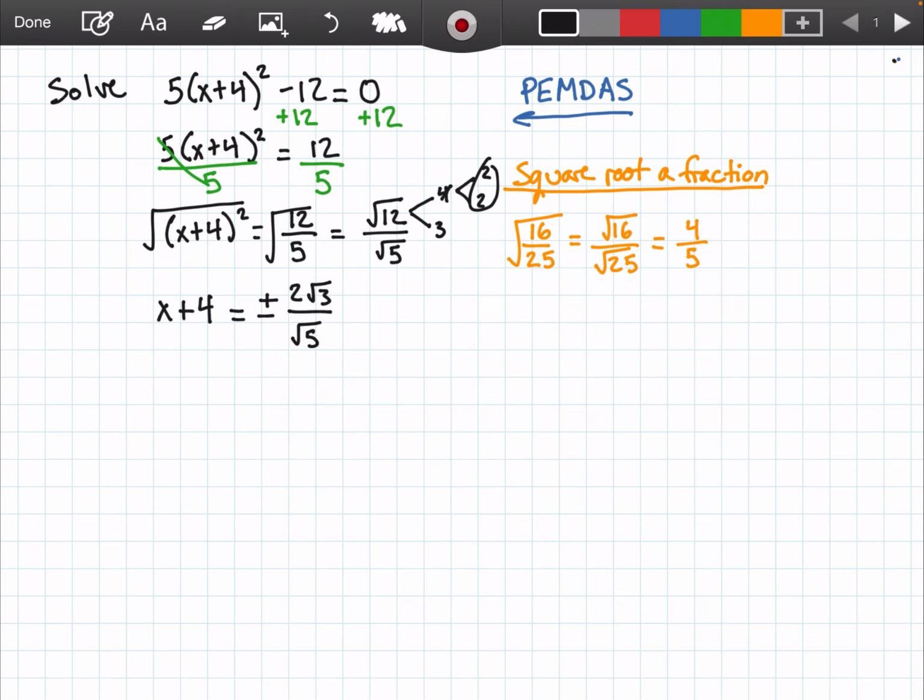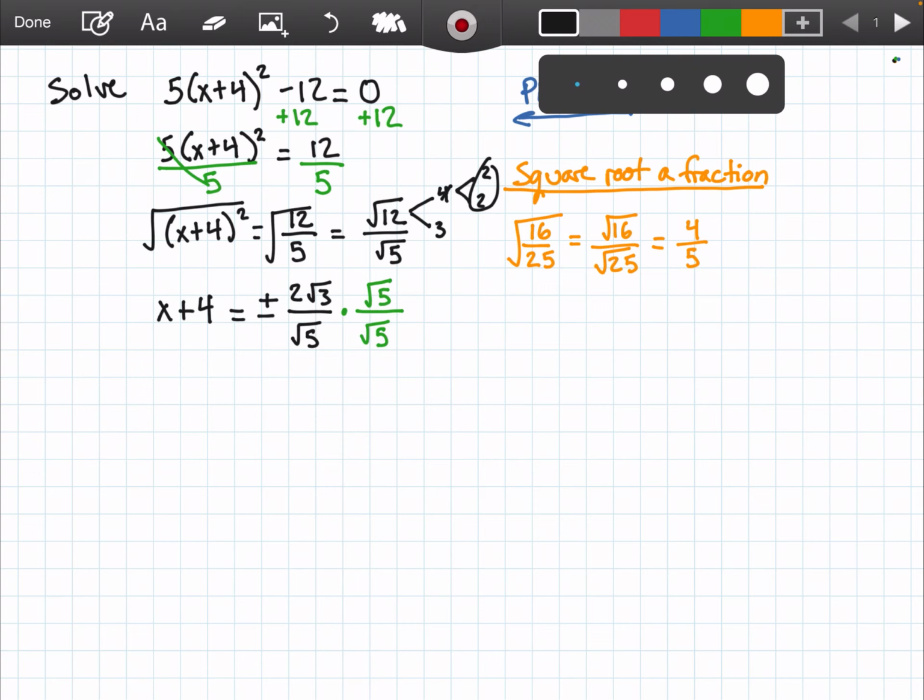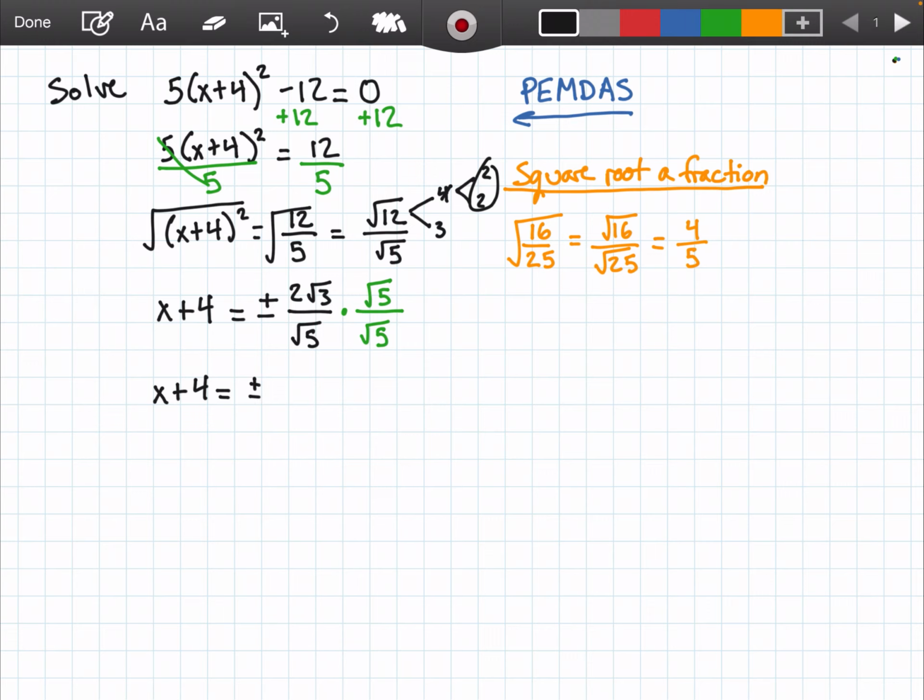What I'm hoping you're remembering from Unit 1 is that a fraction is not fully simplified if it has a radical in the denominator. So we actually need to rationalize this denominator by multiplying both top and bottom by root 5. So we get x plus 4 equals plus or minus 2, the square root 3 and square root 5 combine to be square root 15, and the denominator just becomes 5. And now we can subtract the 4.